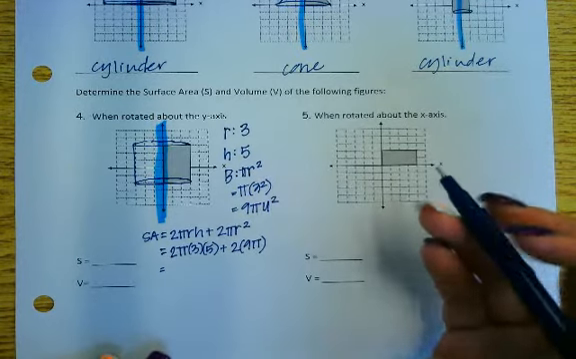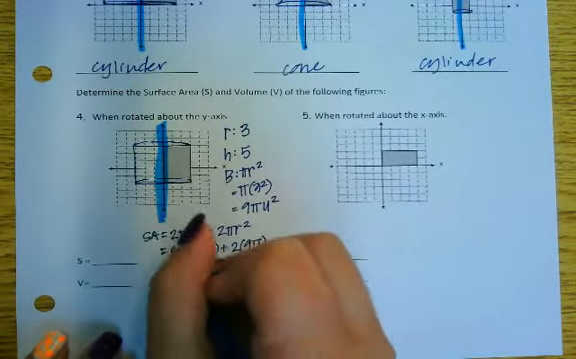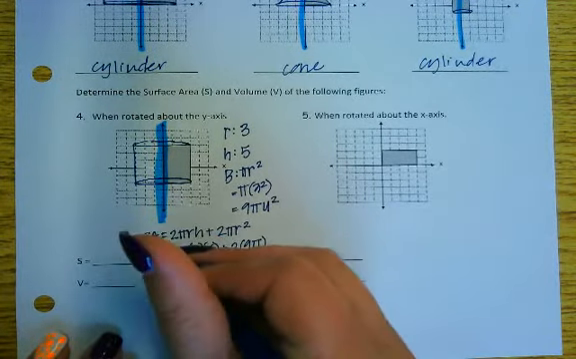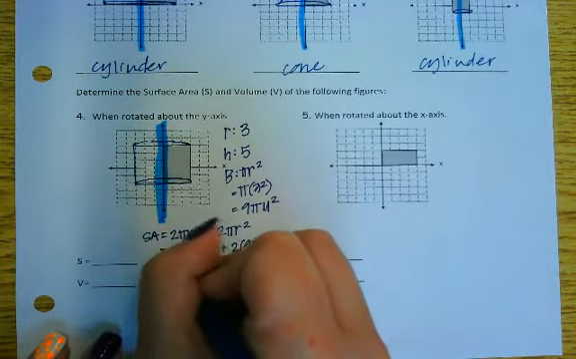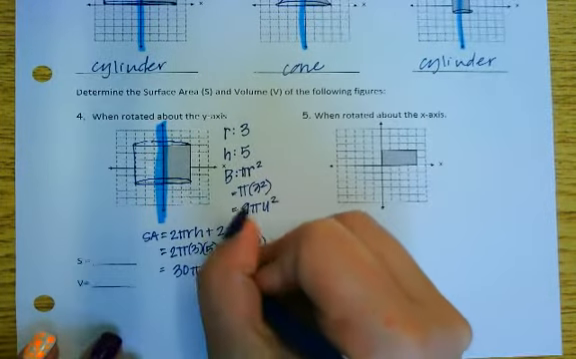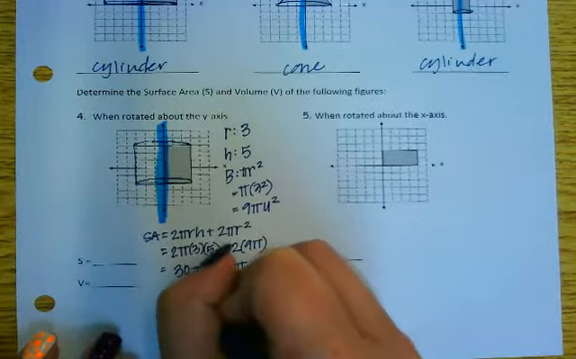Okay, when you multiply 5 times 3 times 2 pi, what do you get? 5 times 3 is what? Times 2? 30. Plus 2 times 9 pi? 18 pi. Very good. So our surface area is what? 48 pi units squared. Awesome.